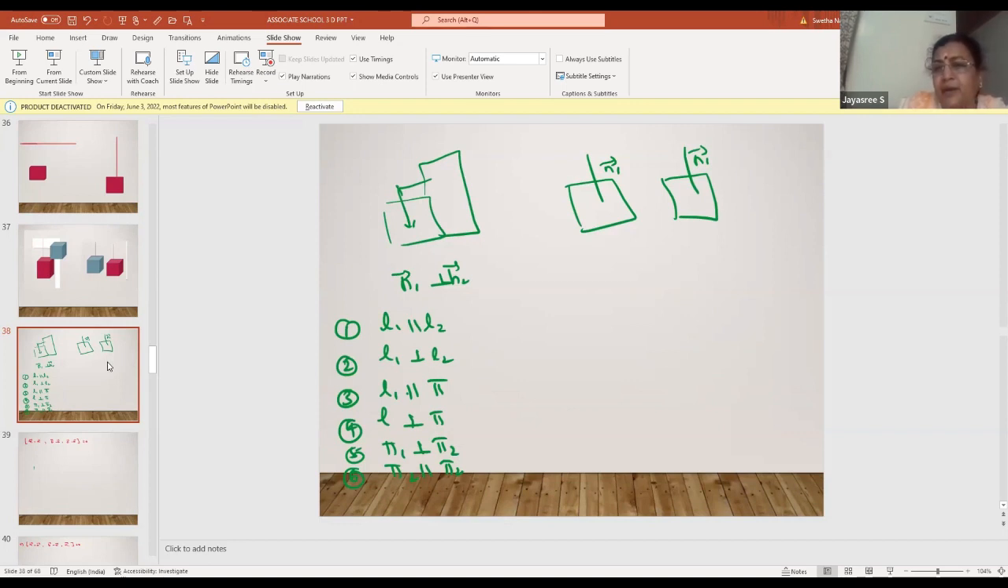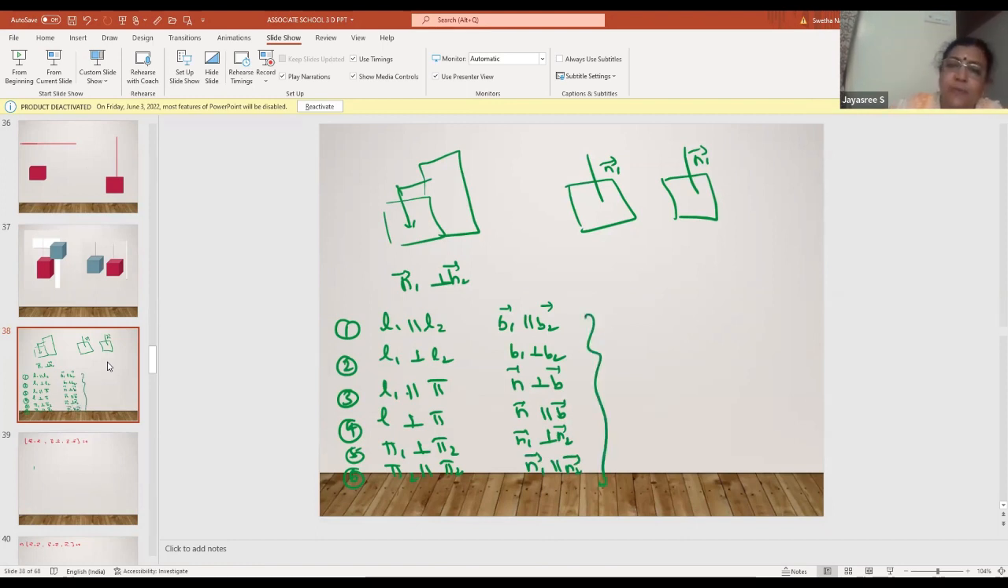So here, a line parallel to a line will be B1 parallel to B2. Here B1 is perpendicular to B2. Here the line is parallel to the plane, so N is perpendicular to B. Line perpendicular to the plane, N is parallel to the B vector. And when two planes are perpendicular, N1 is perpendicular to N2. When two planes are parallel, we have N1 parallel to N2. If these things are going in a comfortable way, then the equation of the plane, which we are going to talk about later, will be very easy for them. So insisting on this concept is important.